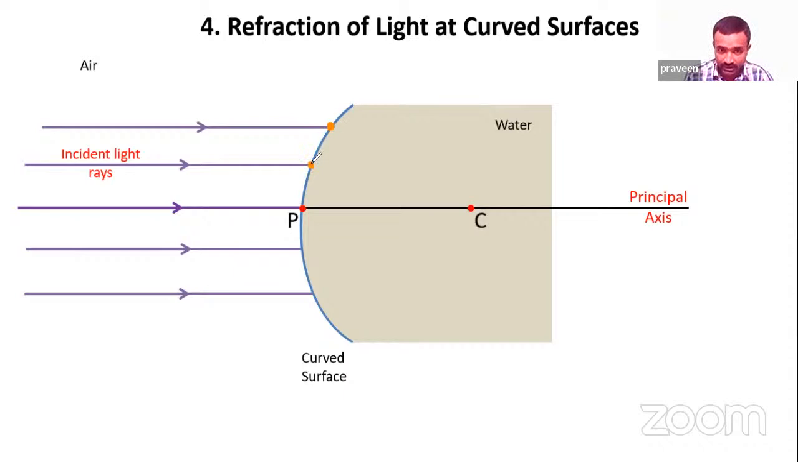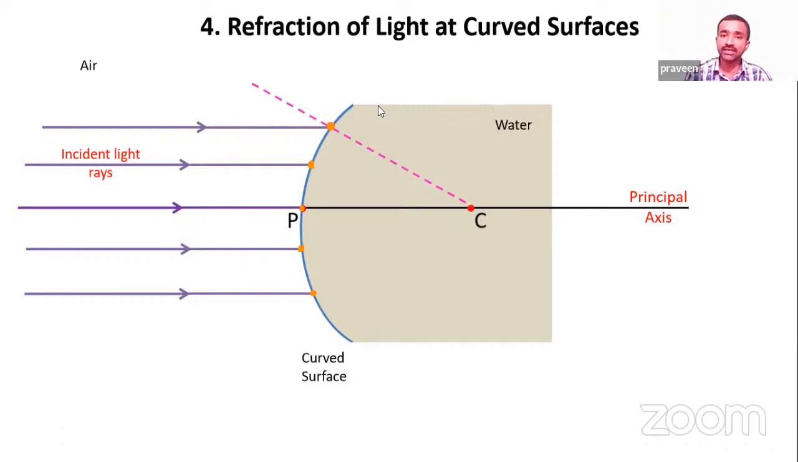This is also a point of incidence. So here different points are there. Everywhere we are connecting with dotted lines. Here that dotted line is exactly perpendicular to the tangent.